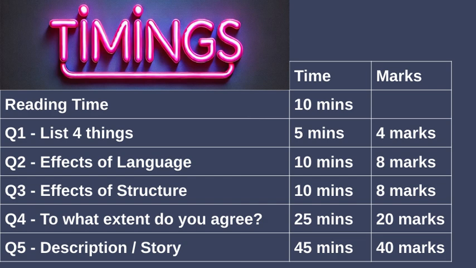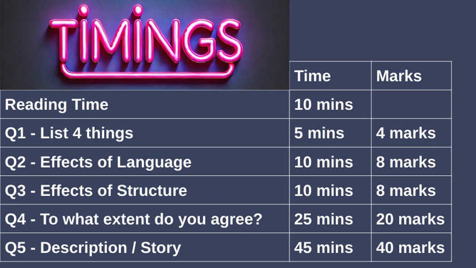So, in terms of your timings, it's really important you know the timings for each question, because what you don't want to do is spend lots of time on, for example, question two, which is only worth 8 marks, when question four is worth 20 marks and question five is worth 40. So, it's really important we try and stick as closely as we can to these timings.